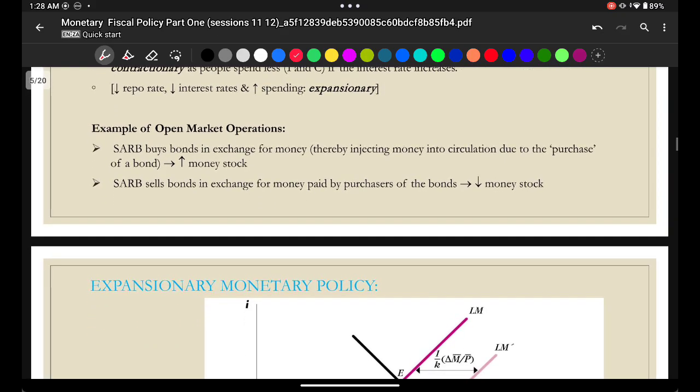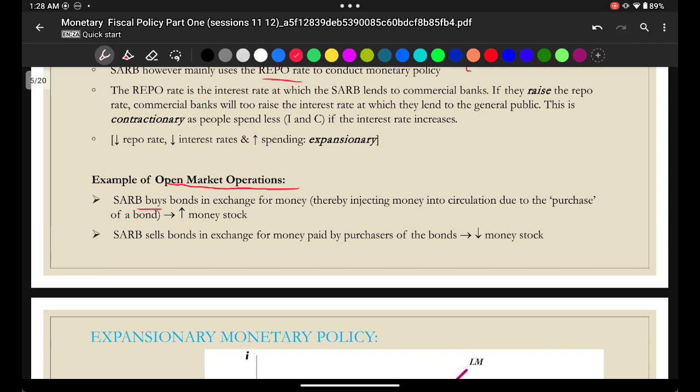I said all that. Open market operations. Now, another way they can create or increase the supply of money is through open market operations, right? If the South African Reserve Bank, if they buy bonds, their money is going into the economy. So that's good, right? Money stock goes up, the supply of money goes up. If the South African Reserve Bank sells bonds, think about it logically. The money from the economy is going to go to the South African Reserve Bank. So whenever money is coming to the South African Reserve Bank, that's a contradictory policy. That means money stock is going down.